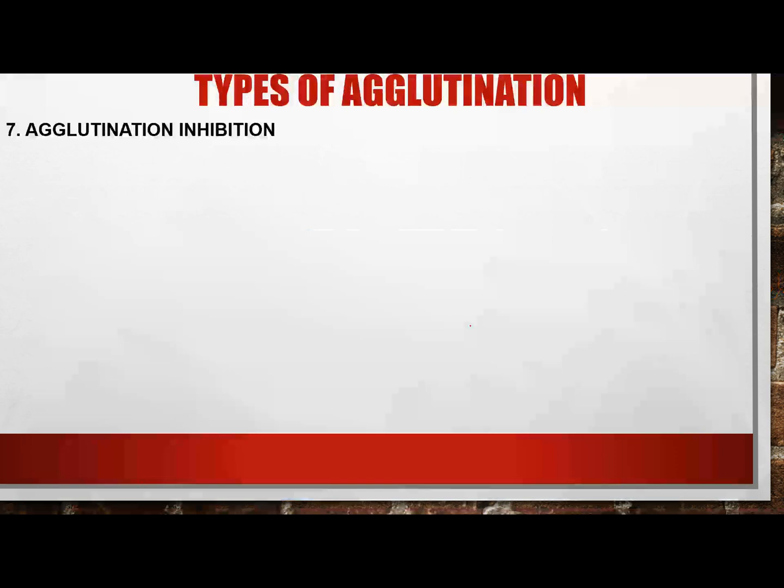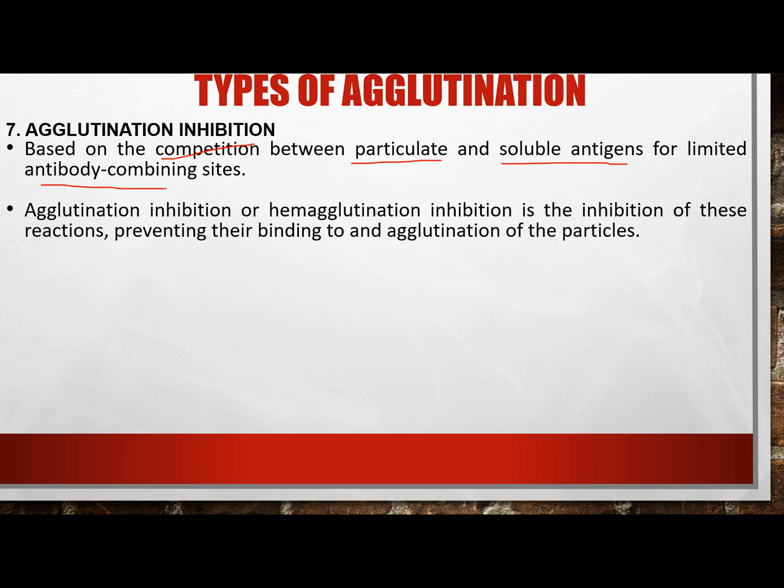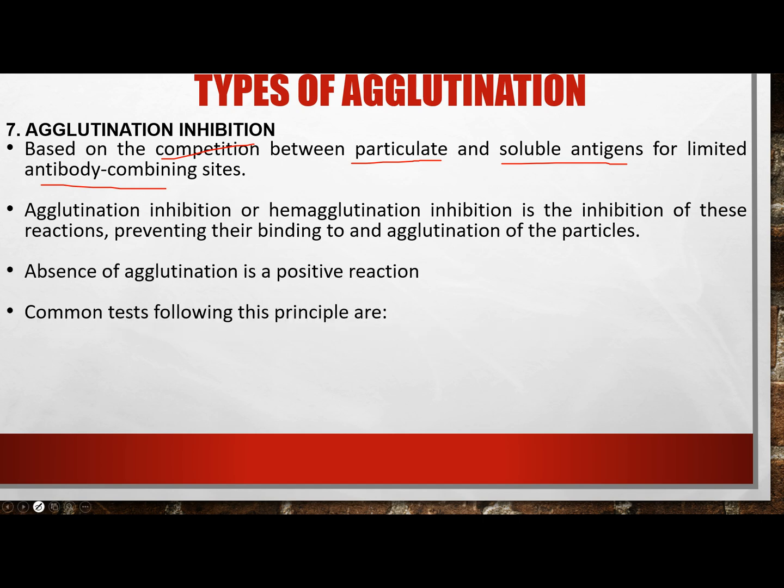Let's go to agglutination inhibition. It is based on the competition between particulate and soluble antigens for limited antibody combining sites. So this time, class, there is a competition between a particle and a soluble antigen for limited antibody combining sites. Agglutination inhibition or hemagglutination inhibition is the inhibition of these reactions, preventing their binding to and agglutination of the particle. Absence of agglutination, class, please take note, is a positive reaction.